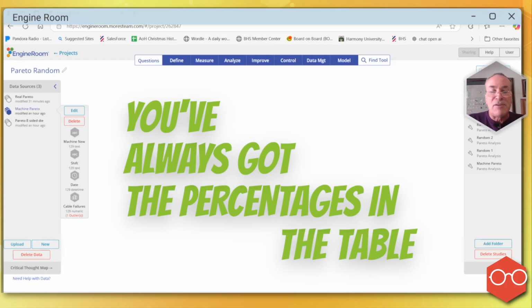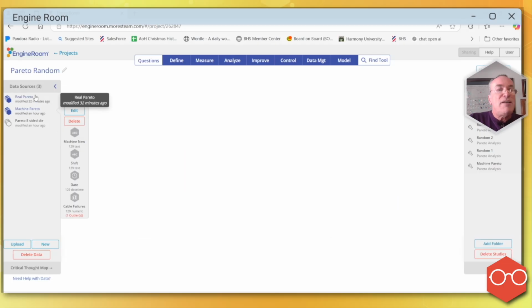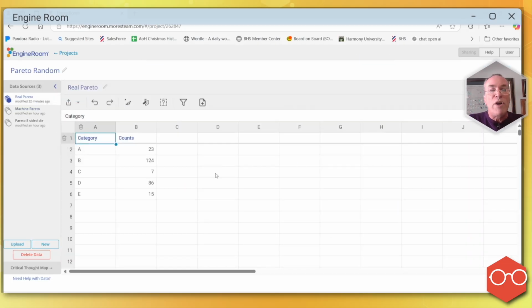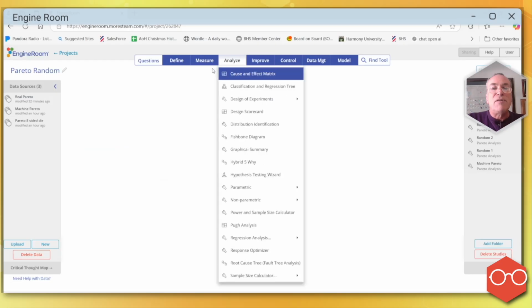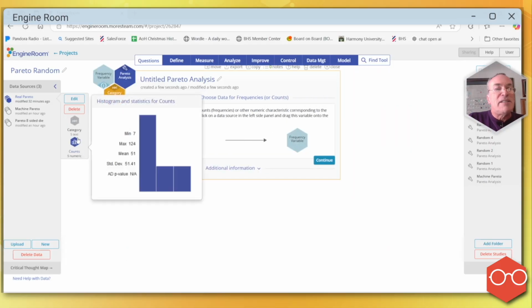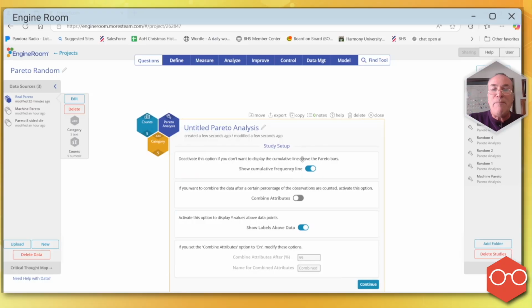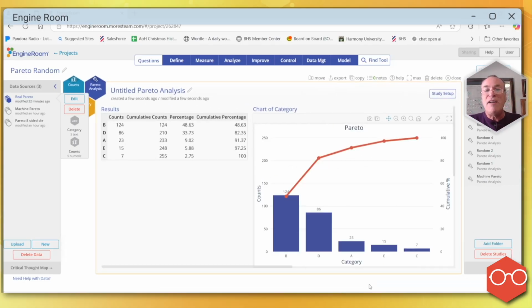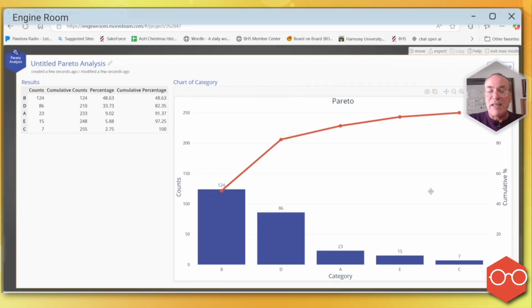So let's see what this looks like. I created a data set where I just have 5 categories, and you can see the numbers, the frequencies for each of those. And we're going to do a Pareto chart. And I labeled this category and I labeled this count so I wouldn't mess things up. And you'll notice that in the study setup, the default is the cumulative frequency line, the ogive. And here we have it.